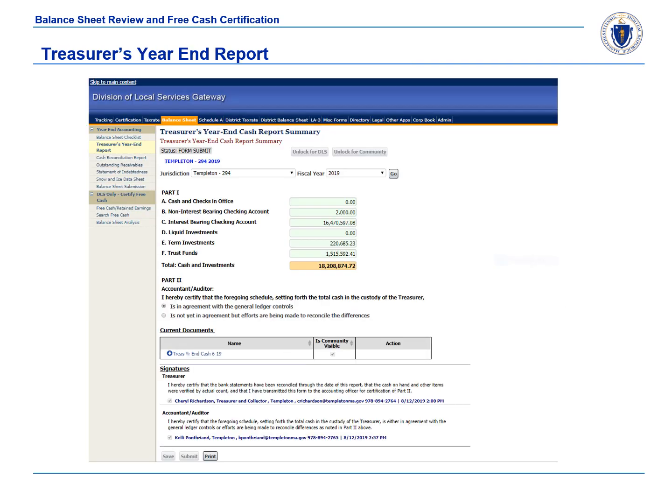The treasurer's year-end cash report is located in the balance sheet module in Gateway. It must be completed and submitted there. It is completed by the treasurer and accountant or auditor. This form completion is a two-step process. The first step is completion of the data directly on the Gateway data entry form as shown.